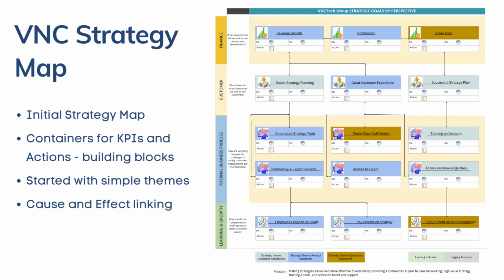As far as the cause and effect linking arrows, let's look at another example in the map. For VNC to enable easier strategy planning for our customers, we need to deliver an internal effort around automated strategy tools, community, and expert services to the customer. So, the goal of easier strategy planning for the customer depends on an internal effort of automated strategy tools, community, and expert services. Furthermore, we need our learning effort to include employees aligned to our goals in order to achieve the internal goals.